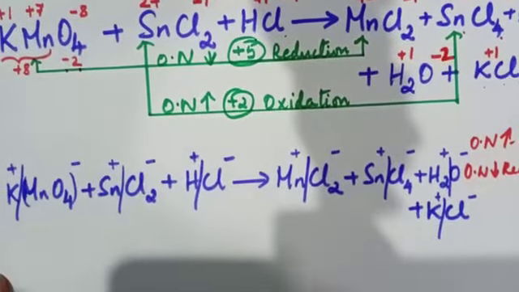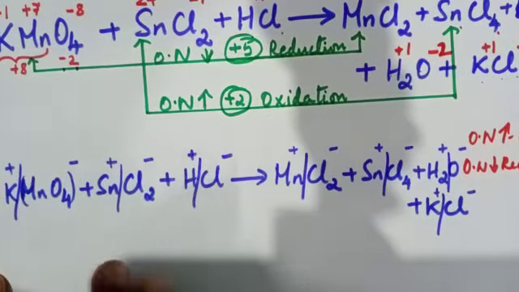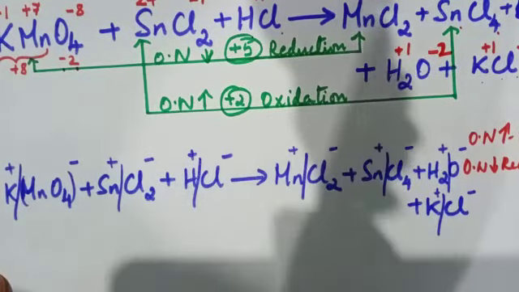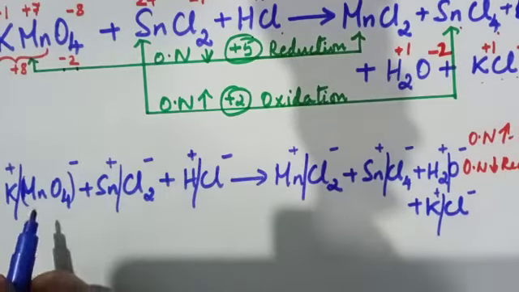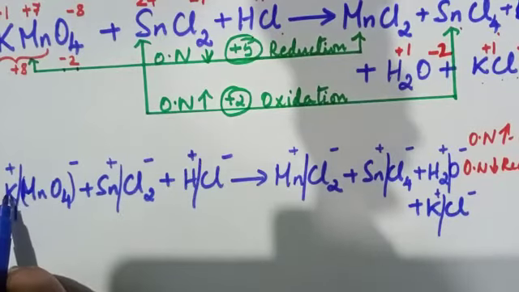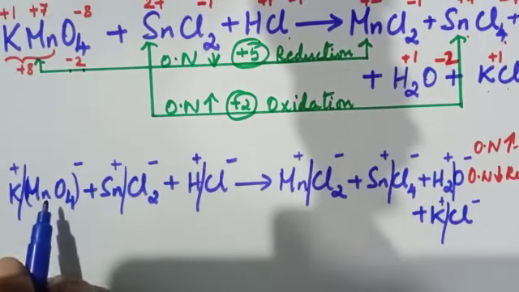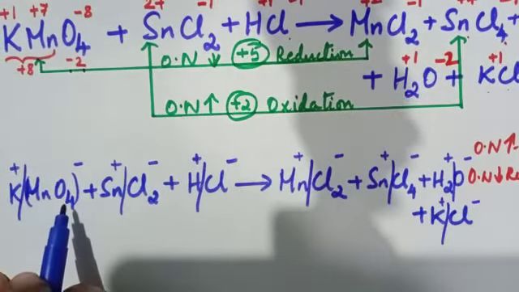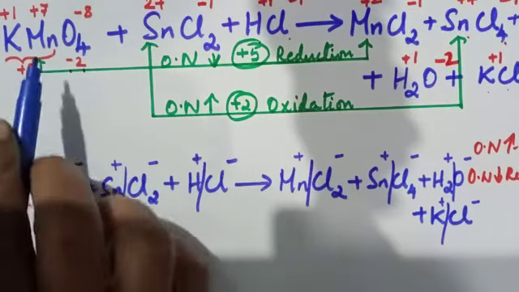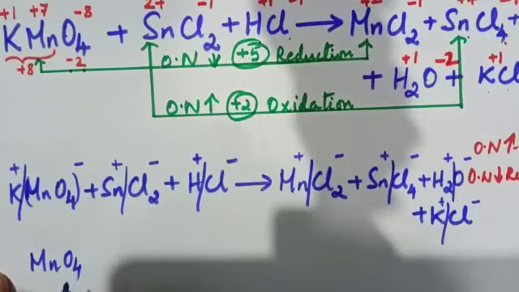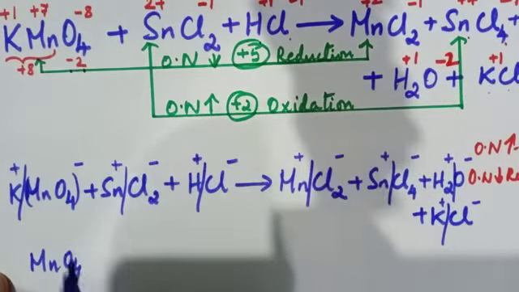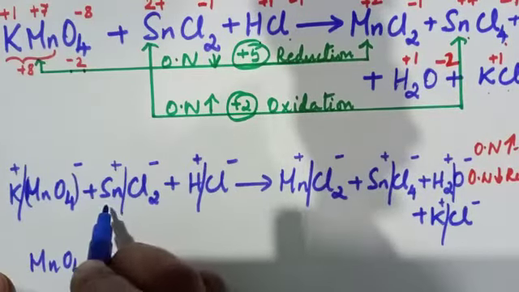Okay, so now which atom is undergoing oxidation and reduction? Only those ions we just write over here. So here in this potassium there is no change in the oxidation state, right? Manganese there is a change in oxidation state. Fine. So I just write this manganese, MnO4. Write it.